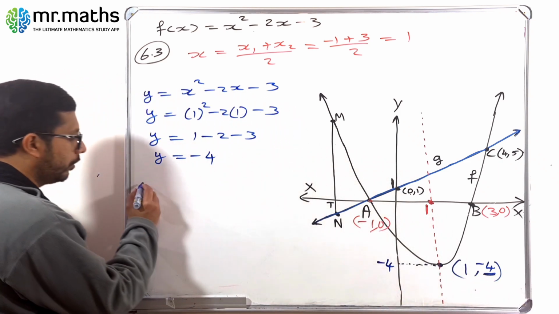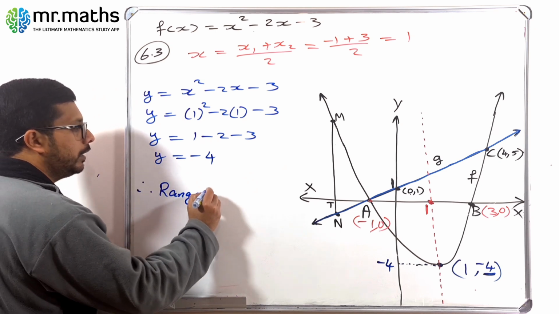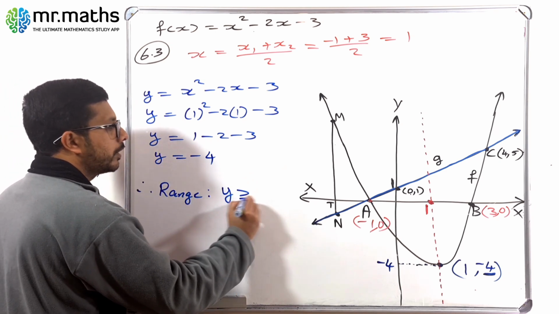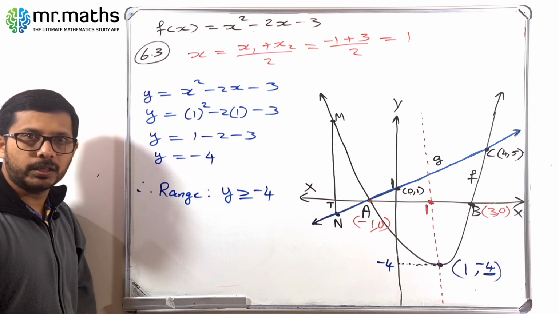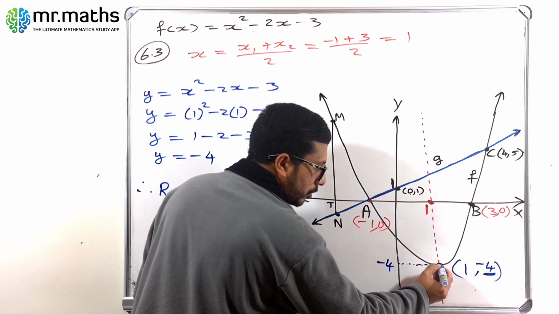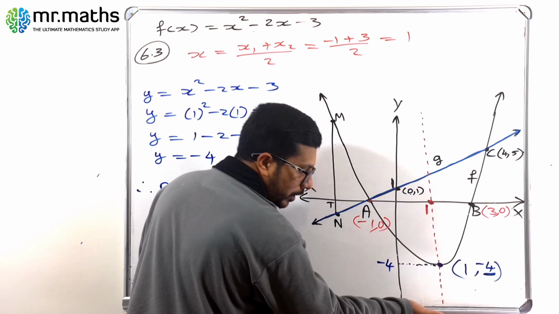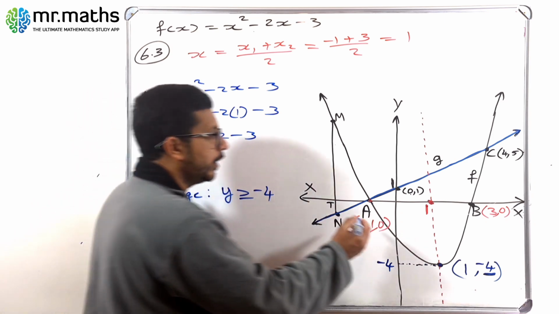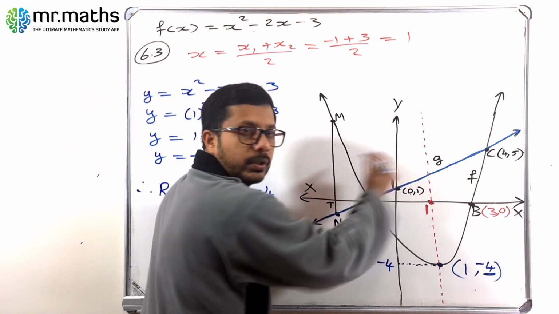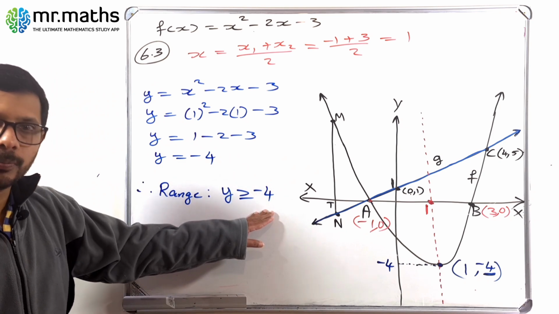Okay, therefore the range is y greater than or equal to minus 4. Either minus 4 also, there is a point on the graph. But below minus 4 there is no point. Above minus 4 we can find the points on the graph. So that is the range: y greater than or equal to minus 4.